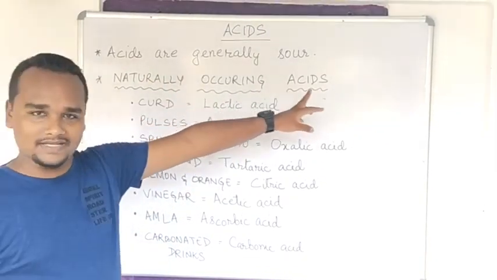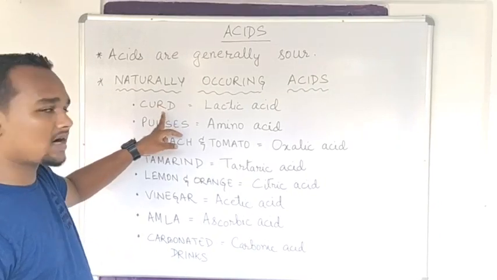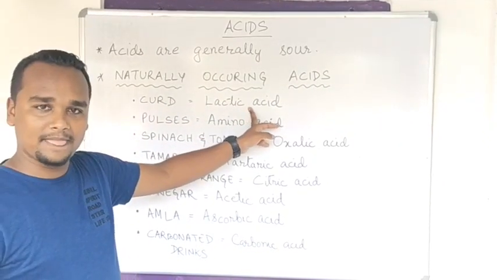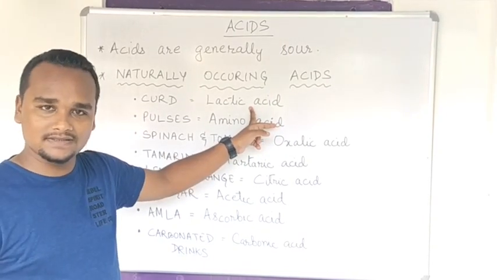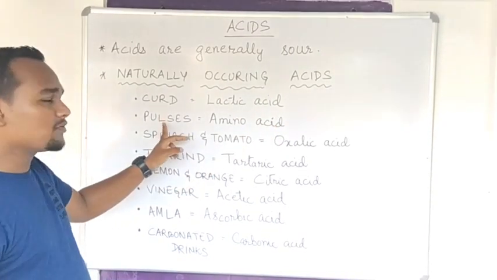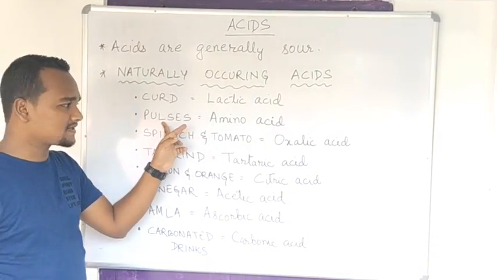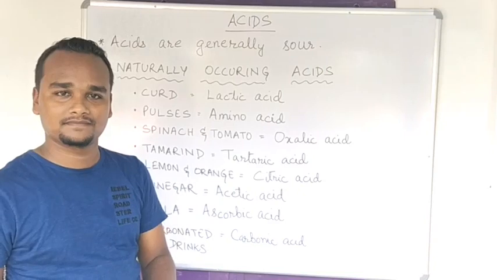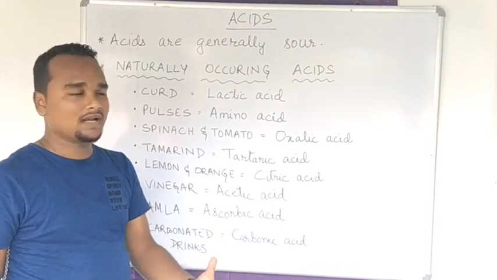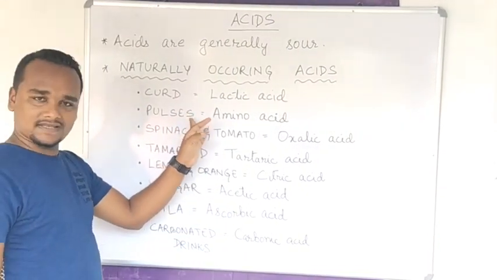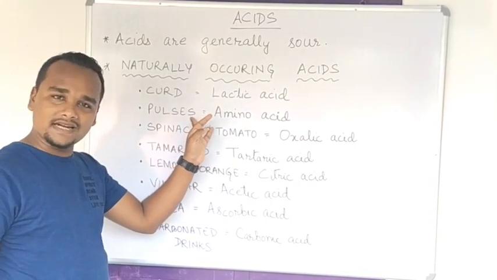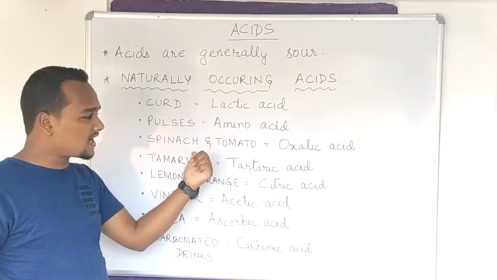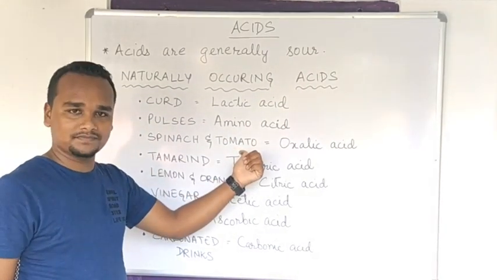So naturally occurring acids. First one is curd. Which kind of acid does it have? It has lactic acid. Second one, pulses. In pulses, all the dal will come. Masoor dal, moong dal and all. So what kind of acid do pulses contain? They contain amino acids.